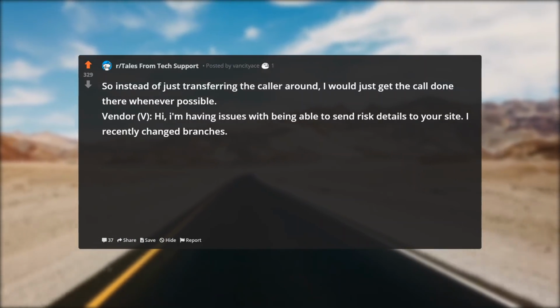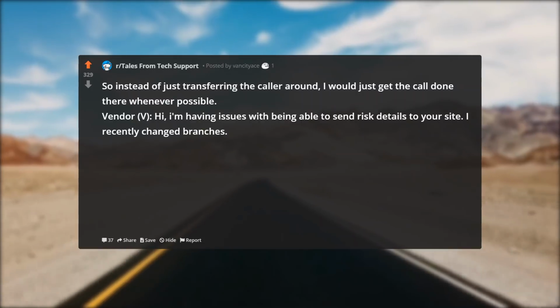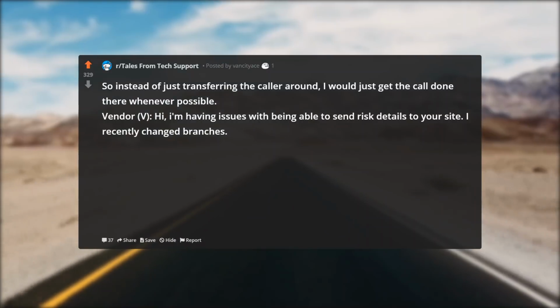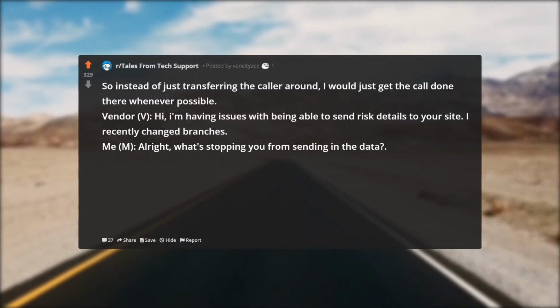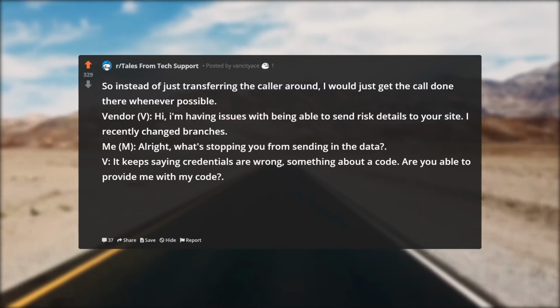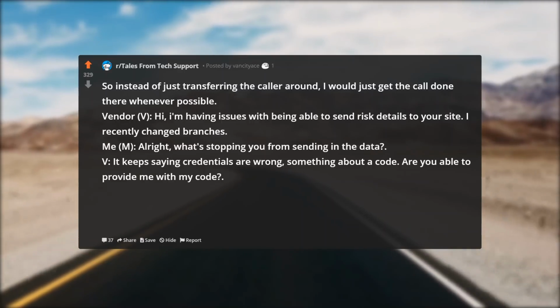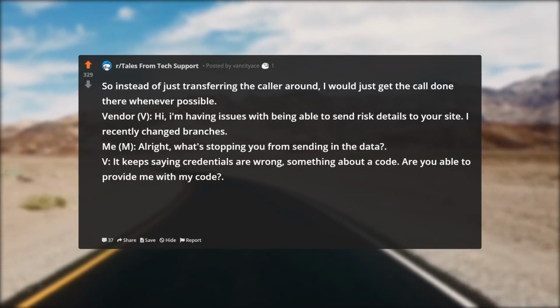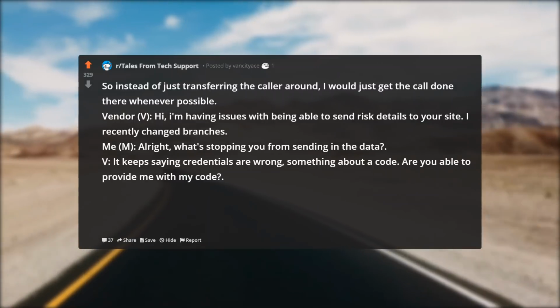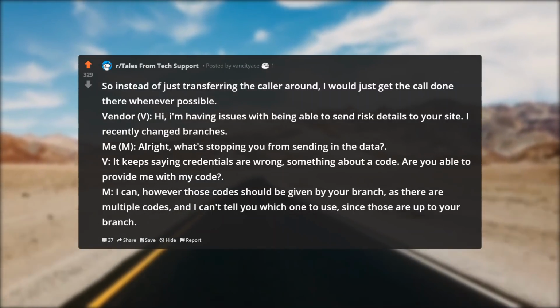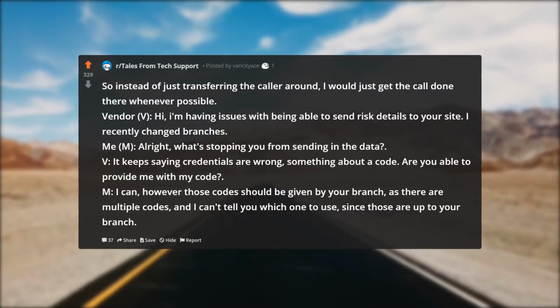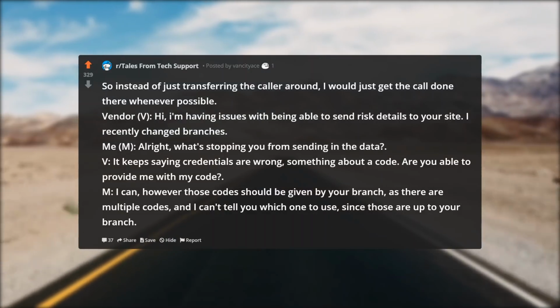Vendor V: Hi, I'm having issues with being able to send risk details to your site. I recently changed branches. Me: Alright, what's stopping you from sending in the data? V: It keeps saying credentials are wrong, something about a code. Are you able to provide me with my code? M: I can, however, those codes should be given by your branch, as there are multiple codes, and I can't tell you which one to use, since those are up to your branch.